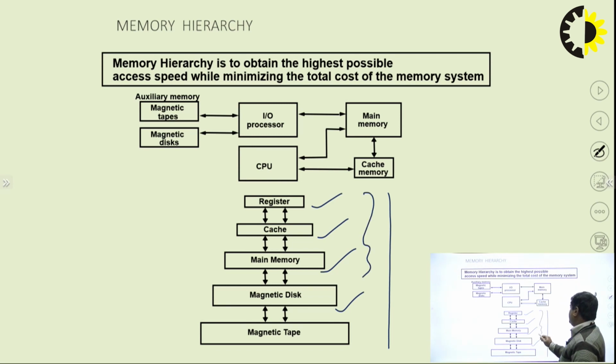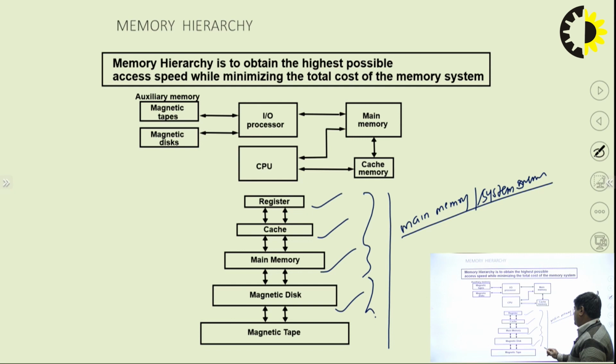These three memories are known as the main memory or system memory, also known as the primary memory. These two memories are known as the secondary memory. This one is also known as the volatile memory, and this one is known as the non-volatile memory.